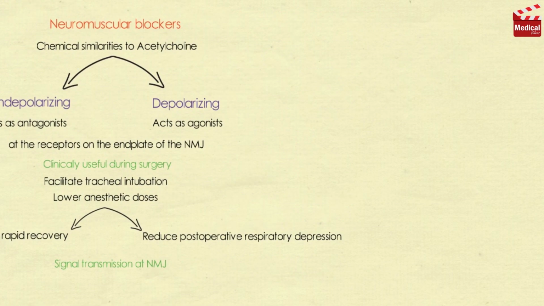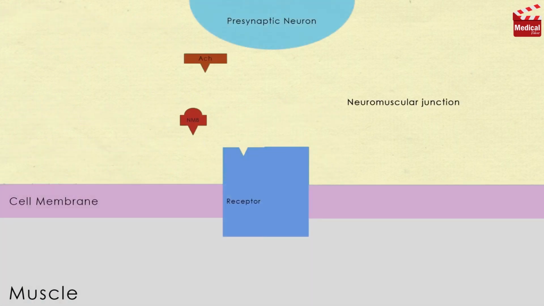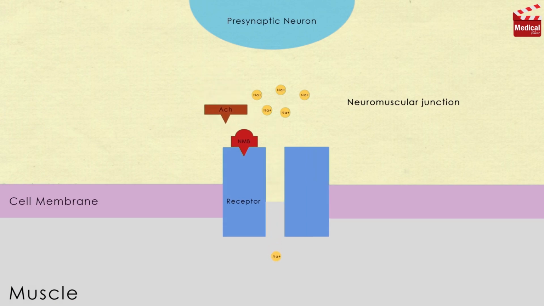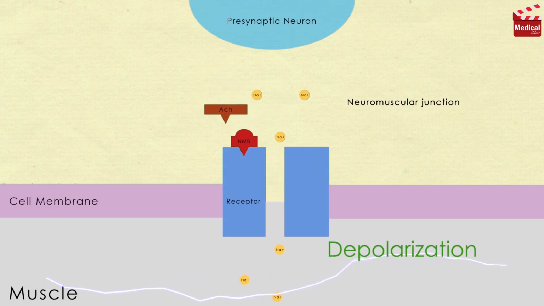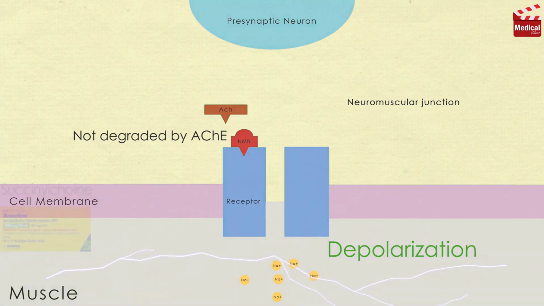Depolarizing blocking agents, such as succinylcholine, work by depolarizing the plasma membrane of the muscle fiber, similar to the action of acetylcholine. However, these agents are more resistant to degradation by acetylcholinesterase, so the depolarizing agent persists at high concentrations in the synaptic cleft, remaining attached to the receptor for a relatively longer time and providing constant stimulation of the receptor.